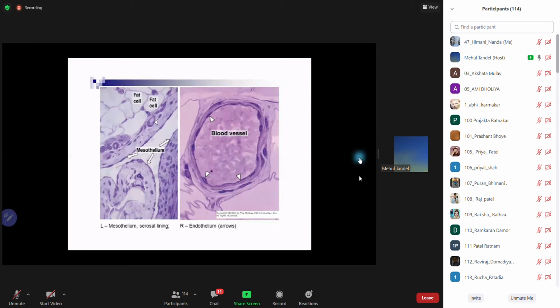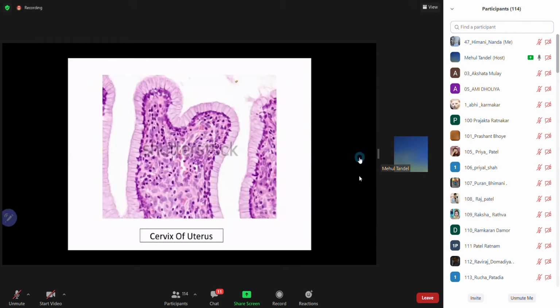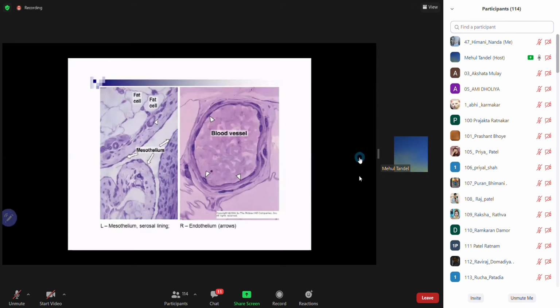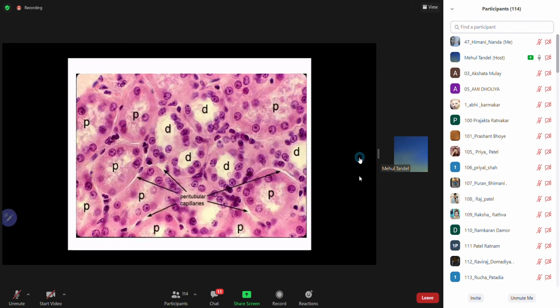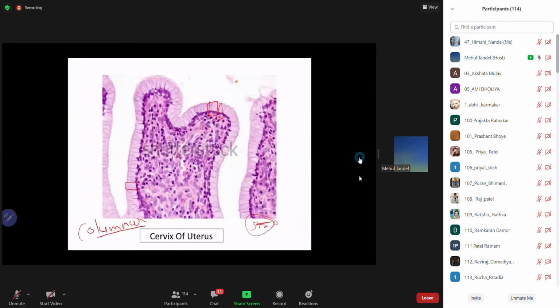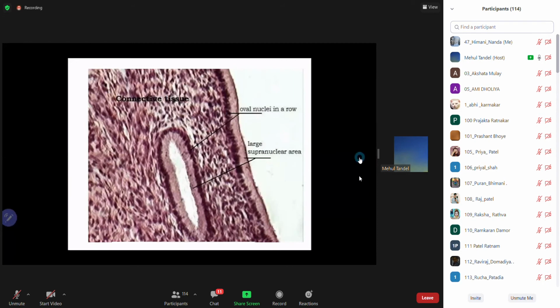Endothelium, simple squamous. Here you can see height is more than width. Height of cells is more than width, with nuclei in the basal one third. So this is cervix of uterus, simple columnar. Same as we have discussed. In simple squamous, height is less than width and flat nuclei. In simple cuboidal, height is equal to width, with round and central nuclei. So that is about the simple epithelium. Here you can see simple columnar, cervix.